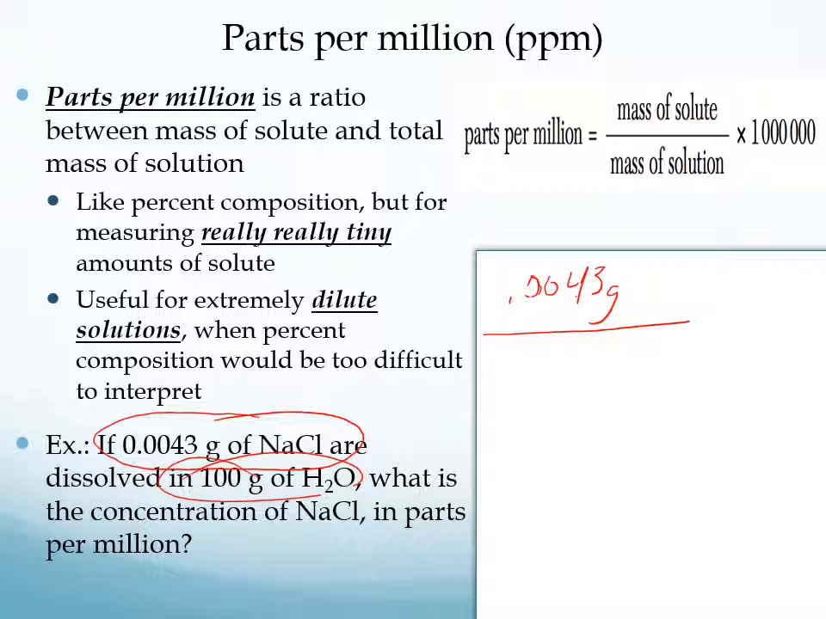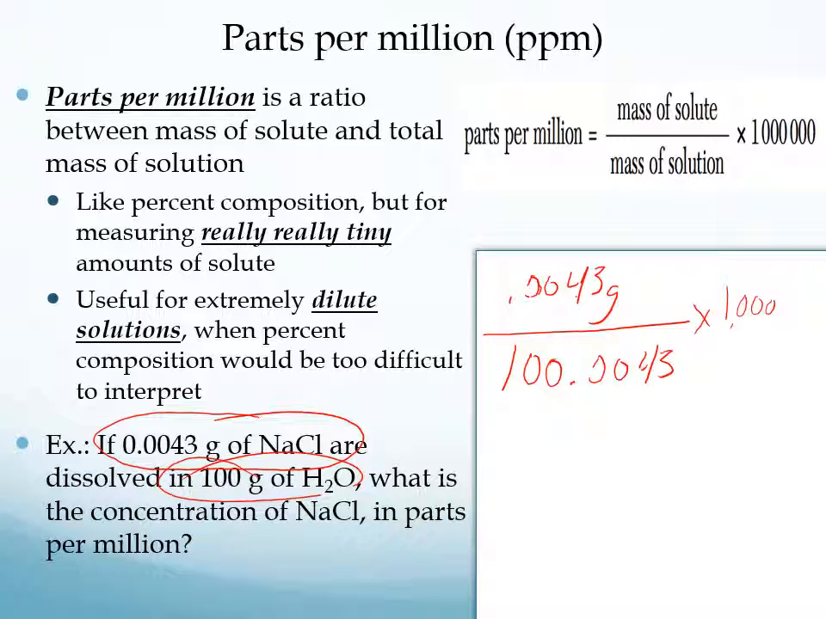And for the whole on the bottom, we have to add these two numbers together. So it's going to be 100 plus 0.0043. That gives me a total on the bottom of 100.0043. So still a pretty small addition we add in. And now we multiply the whole thing by 1,000,000.